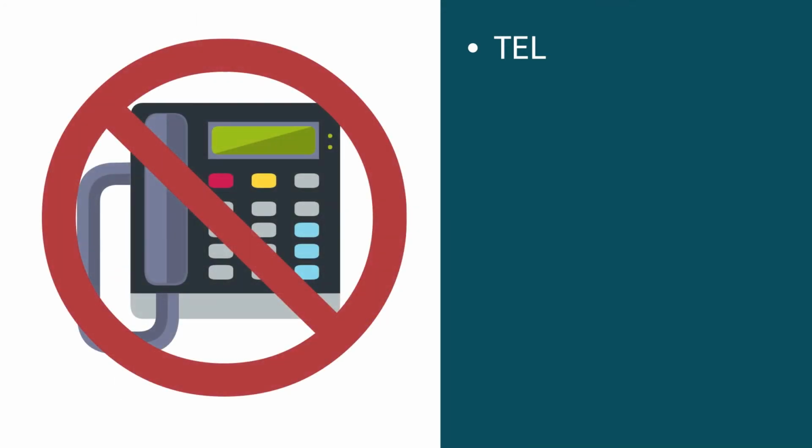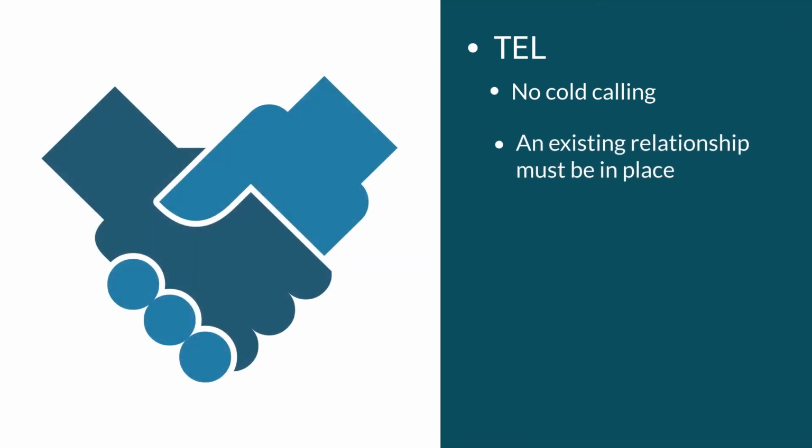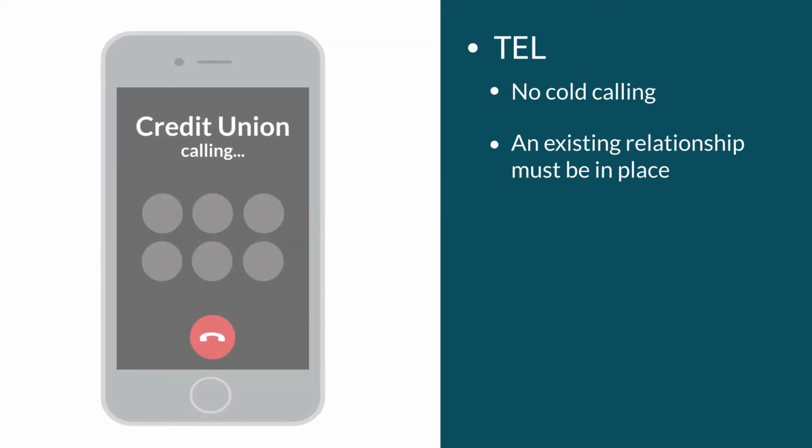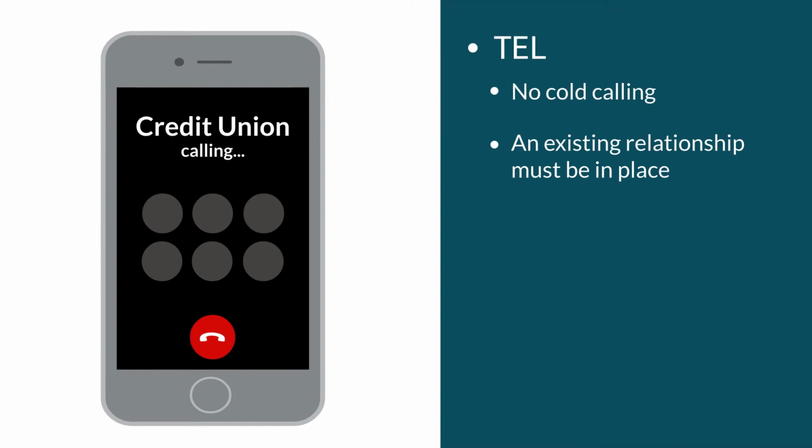Now with TEL, there are significant rules that must be followed. For one, there can be no cold calling. You must have a relationship with the member. In most cases, the credit union does have a relationship simply because the caller is most likely a member. It would be okay for a representative of the credit union to reach out to them as well. However, for anyone else, an existing relationship must be in place. If that's not the case, they cannot call and obtain the information.